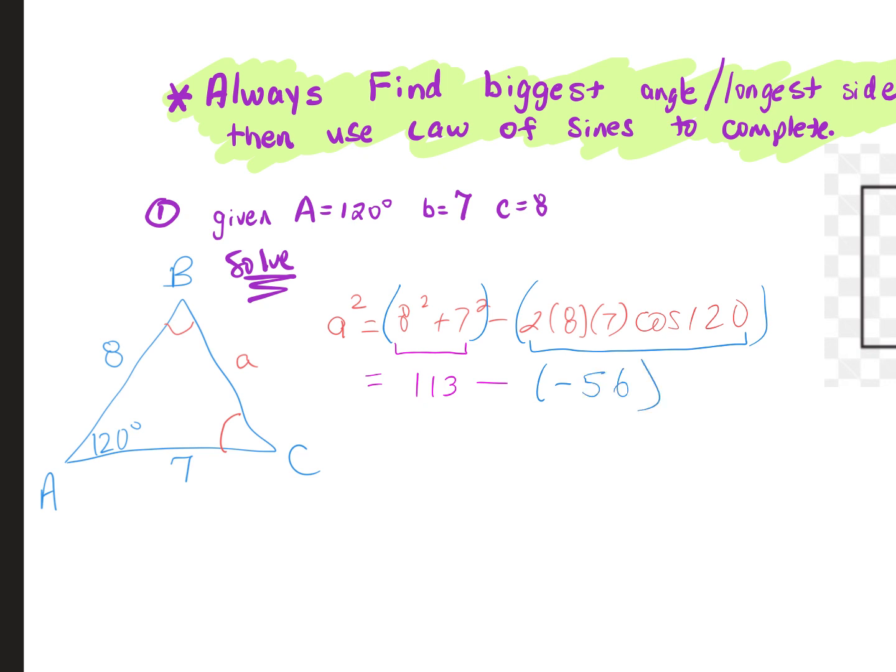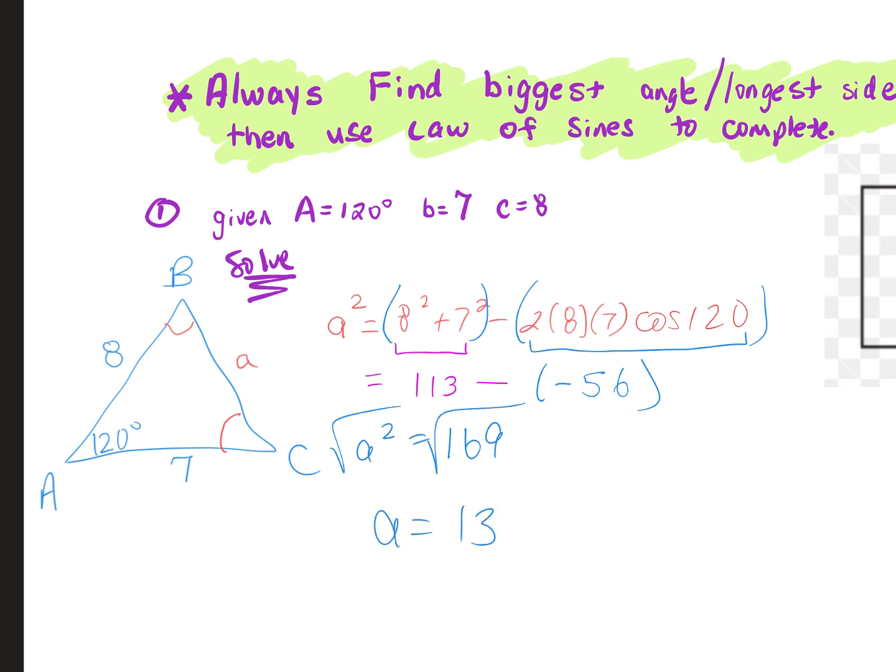Right, so in the formula, there's a minus sign there. And then if you get a negative answer, what happens with minus a negative? It becomes positive. Good. So this becomes a squared equals, what's 113 plus 56? 169? All right, is my side length 169? No. How do I find out what the side length is? You take the square root. Good. So square root of 169, a equals 13.